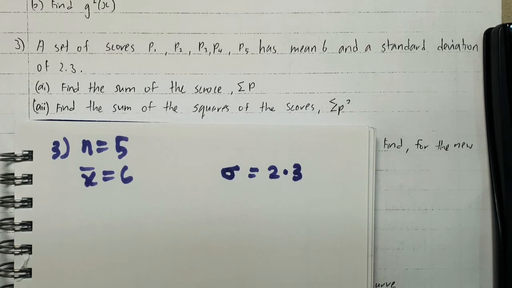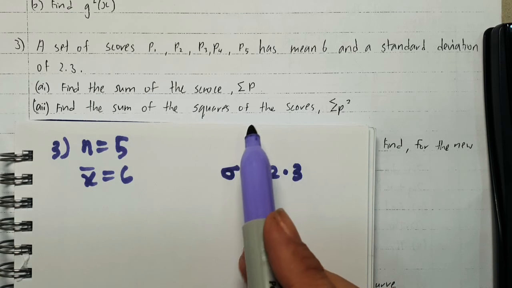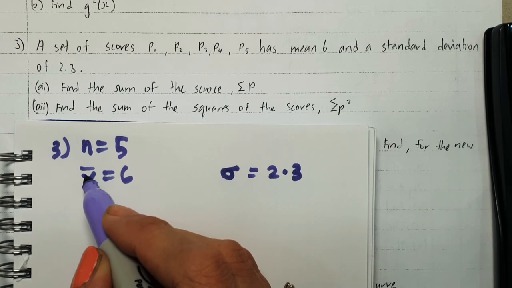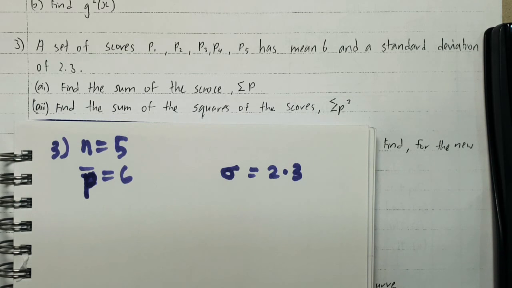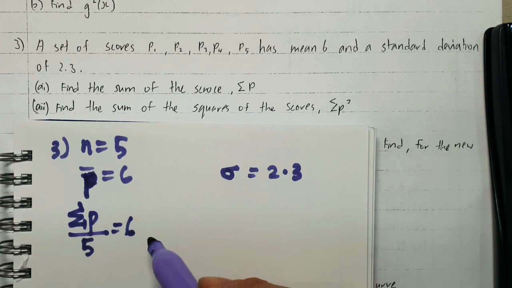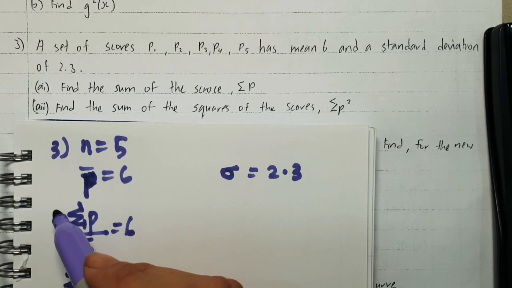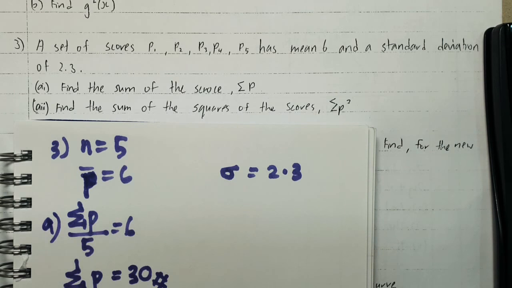All right, next we need to find the sum of the score, total P. Each data is represented by P, so this one will be P bar, the average of P. How do we find the average? The average will be the total of the data P divided by N. N here is 5, and it equals 6. That's the mean. So in order to find the total sum of the score, that will be 6 times 5. So we have 30 as our answer. We just found part A based on the information given.